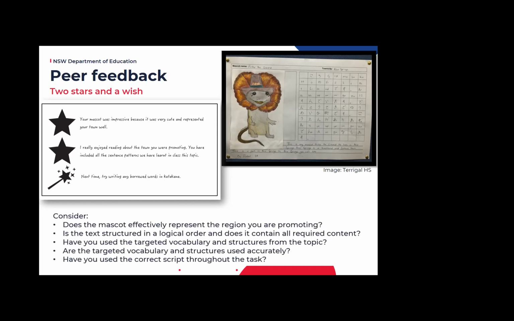When providing feedback to their peers, students need to consider the following. Does the mascot effectively represent the region you are promoting? Is the text structured in a logical order, and does it contain all required content? Have you used the targeted vocabulary and structures from the topic? Are the targeted vocabulary and structures used accurately? Have you used the correct script throughout the task?